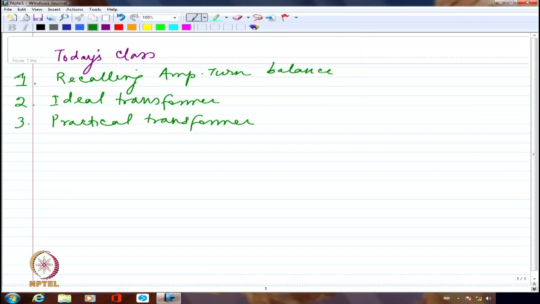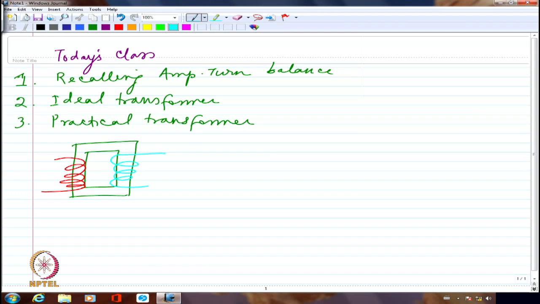Okay, we had been discussing basic transformer action. We said that when I have a transformer, represented basically by a ferromagnetic core, with the primary winding on one side and the secondary winding on the other side, and in the primary winding I connect a voltage source of value V1, it may draw a very small current which I am calling I0.